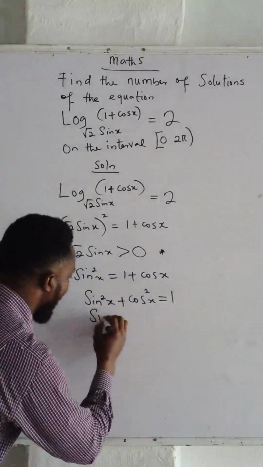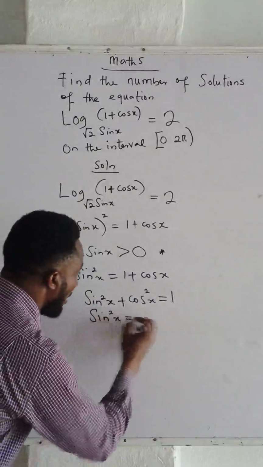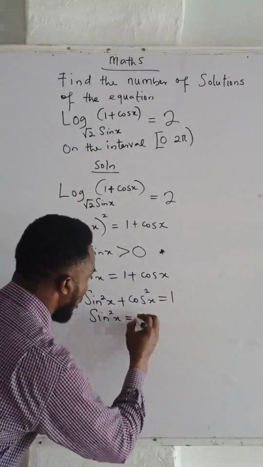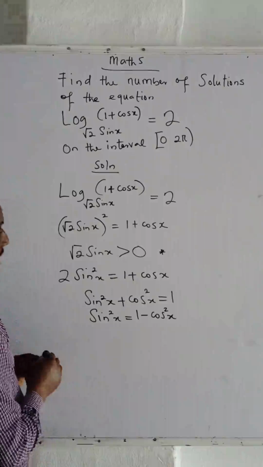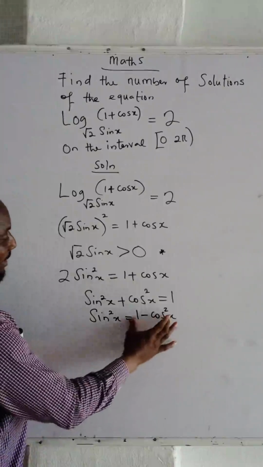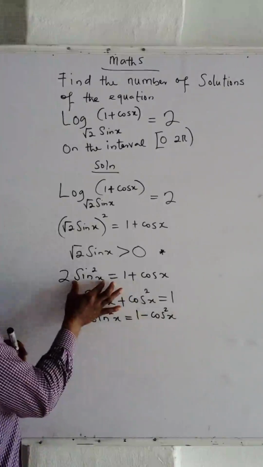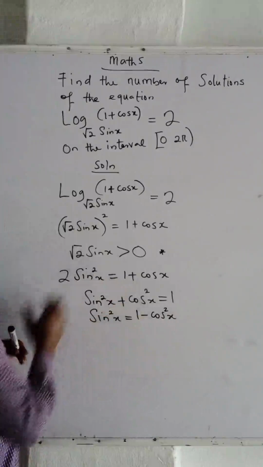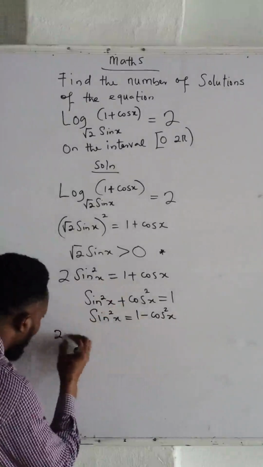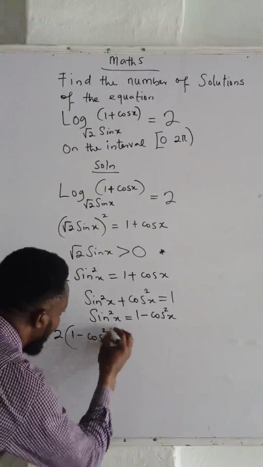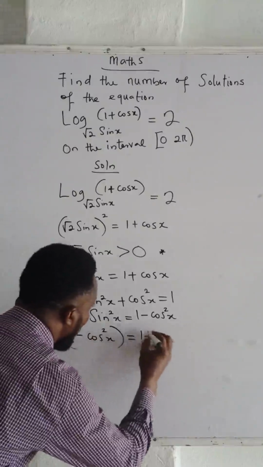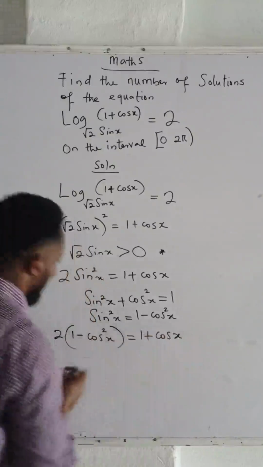So I can write sine squared x in terms of cosine squared x. That becomes 1 minus cosine squared x. Now, I shall plug this in to replace sine squared x in our main equation. So we are going to have 2 times 1 minus cosine squared x equal to 1 plus cosine x.